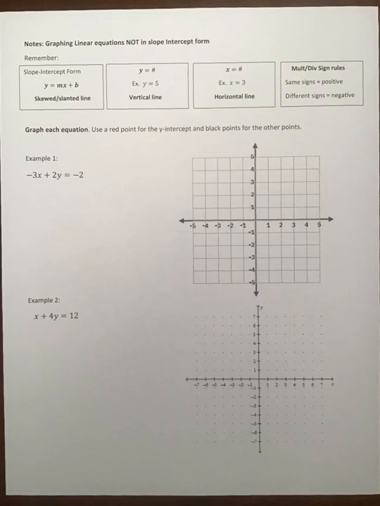Okay, today we're going over graphing lines that are not in slope-intercept form, right? Remember, slope-intercept form is when you have y equals mx plus b. And then I put some facts about multiplication and division rules, horizontal lines, and vertical lines, just some things that you should always remember. But for this lesson, we need to notice that this is not in slope-intercept form.